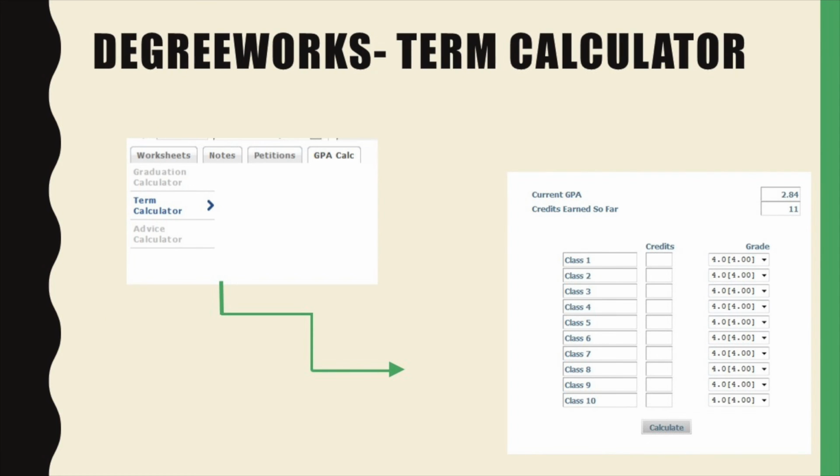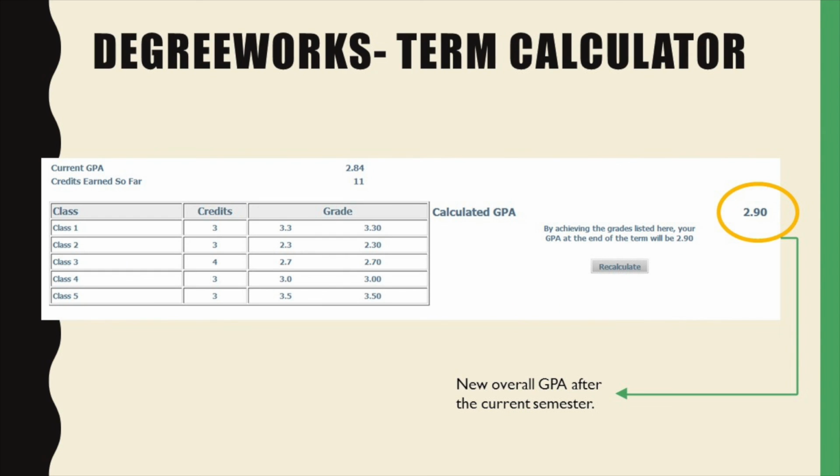The term calculator will help you to see what your semester GPA may be. Enter the grade you're expecting to get on a 4.0 scale and the credit value for each course. DegreeWorks will give you your semester GPA as well as your new overall GPA. If you need to keep your semester GPA or your overall GPA at a certain number, this may be a good way for you to see what grades you need to earn to stay on target with your goals.